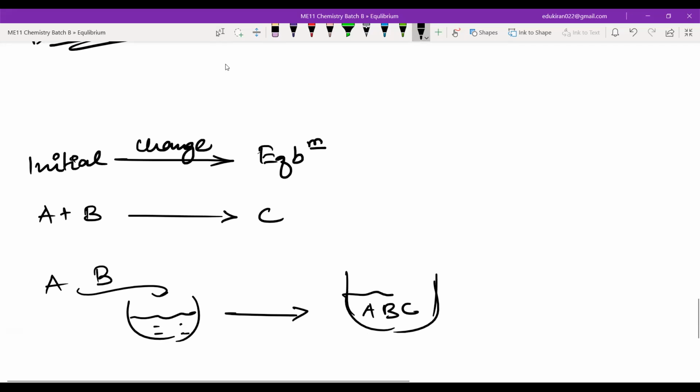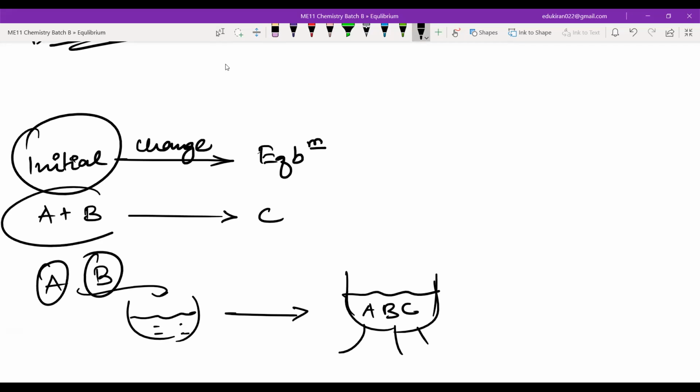How much is the concentration of A, B, and C? Now there were two ways of tackling this. For example, if I talk about the initial, that is the reactants, we have A in a separate container, and B in another separate container. We will take the container of A and the container of B.